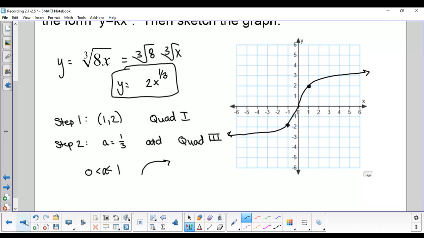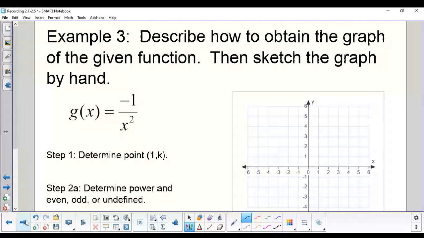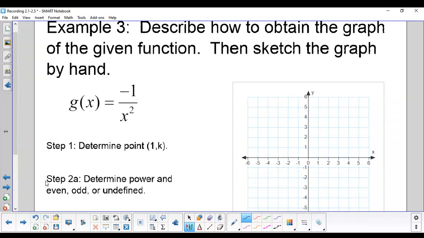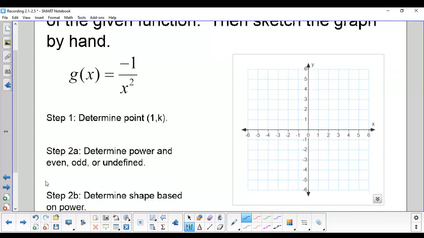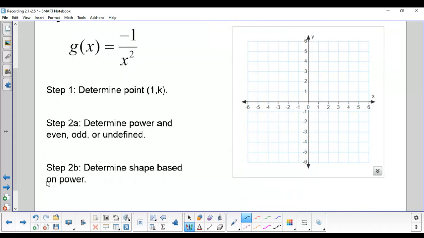Okay, great job so far. We've got one more example to do together. Again, we're asking you to describe how to obtain the graph of this function and sketch it by hand.